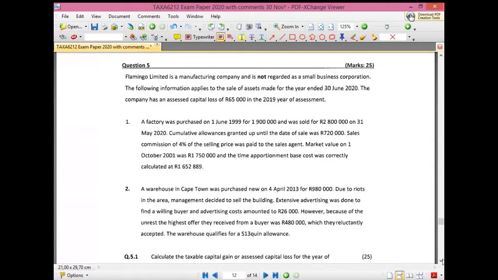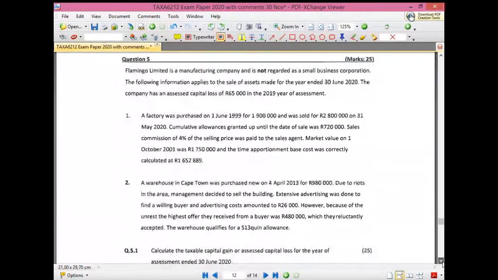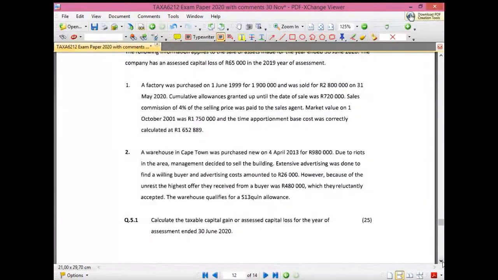Okay, so for question 5, let's quickly go through that. For question 5, they asked you to calculate your taxable capital gain or the assessed capital loss for the information at the top based on the year ended 30 June 2020.